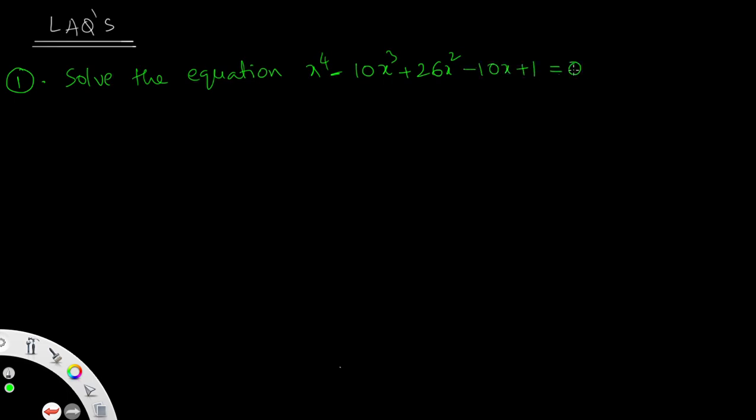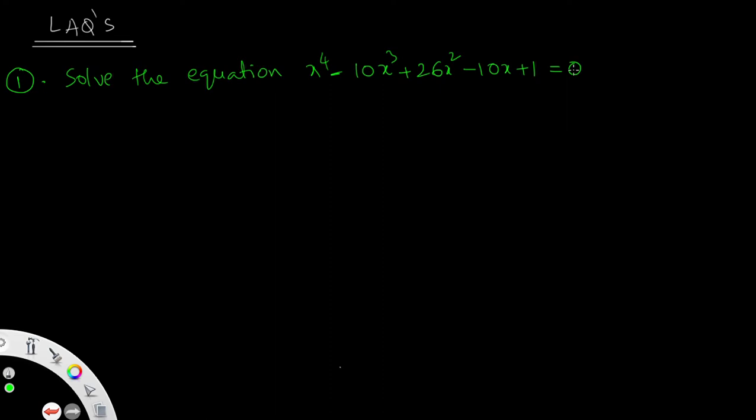Solve the equation x to the power of 4 minus 10x cube plus 26x square minus 10x plus 1 equal to 0.